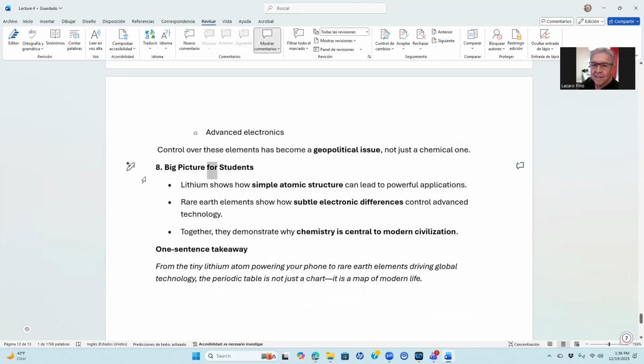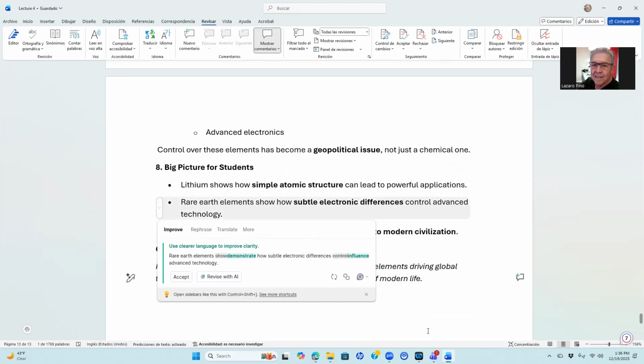8. Big picture for students. Lithium shows how simple atomic structure can lead to powerful applications. Rare earth elements show how subtle electronic differences control advanced technology. Together, they demonstrate why chemistry is central to modern civilization. One sentence takeaway. From the tiny lithium atom powering your phone to rare earth elements driving global technology, the periodic table is not just a chart, it is a map of modern life.